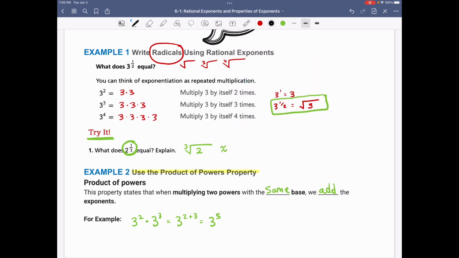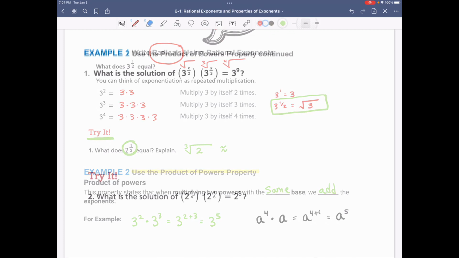You could also have a variable such as a to the 4th times a. And when there is no exponent, we are going to assume that it is 1. So it will be a to the 4 plus 1, which would equal a to the 5th. And sometimes they might have fractions, which is what we're going to get to in this section, because we are extending what we know about powers. So when you're ready, turn the page.